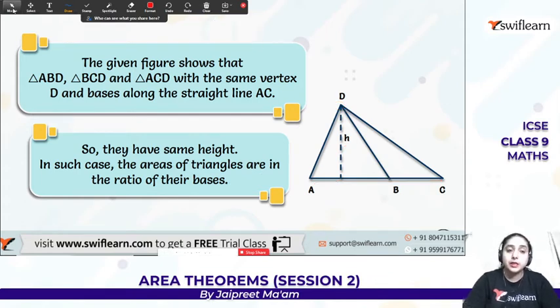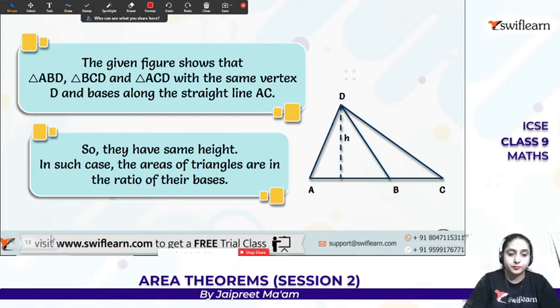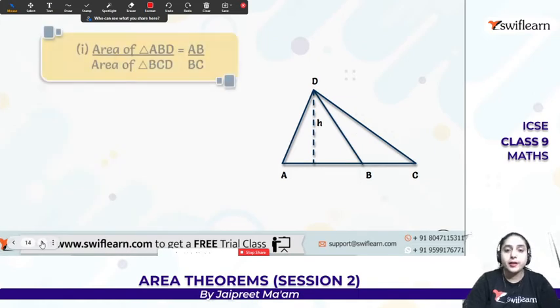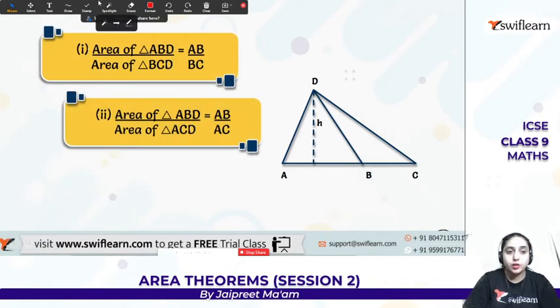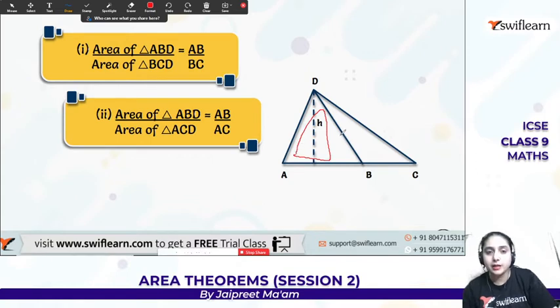That means when three or more triangles are joined with the same vertex on the same base, the areas of the triangles are in the ratio of their bases. Okay, is it clear? Now area ratio. Ratio means division, right? Area of ABD, so we are taking this triangle divided by this triangle. So it will be AB and BC. Okay, so we'll put the names AB and BC.